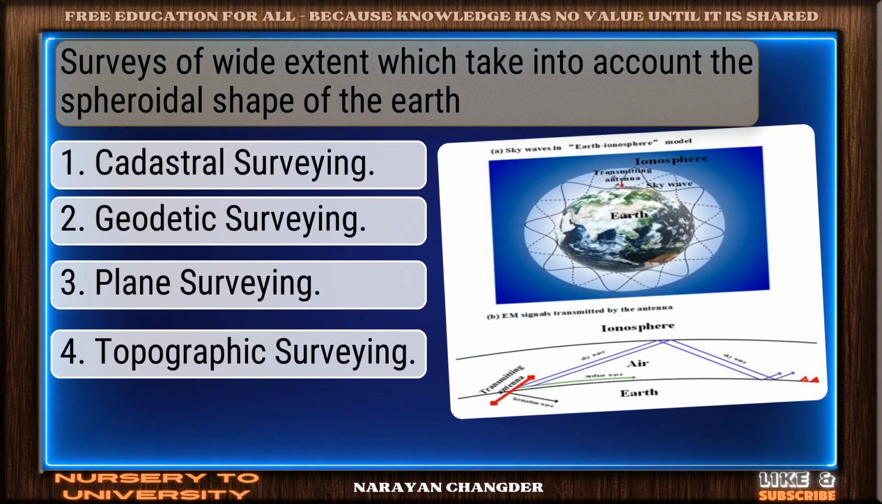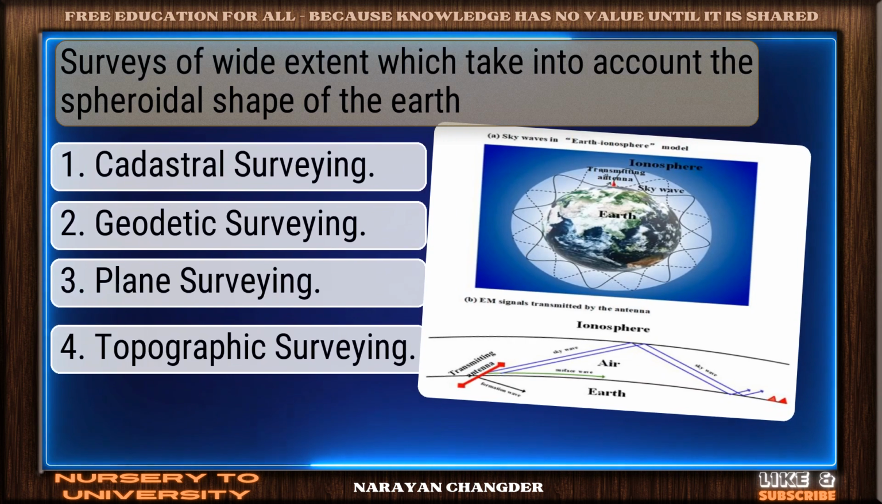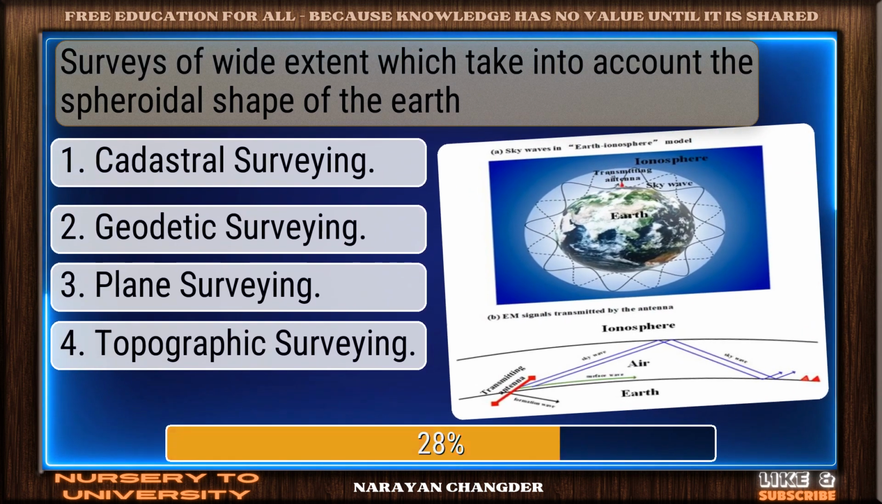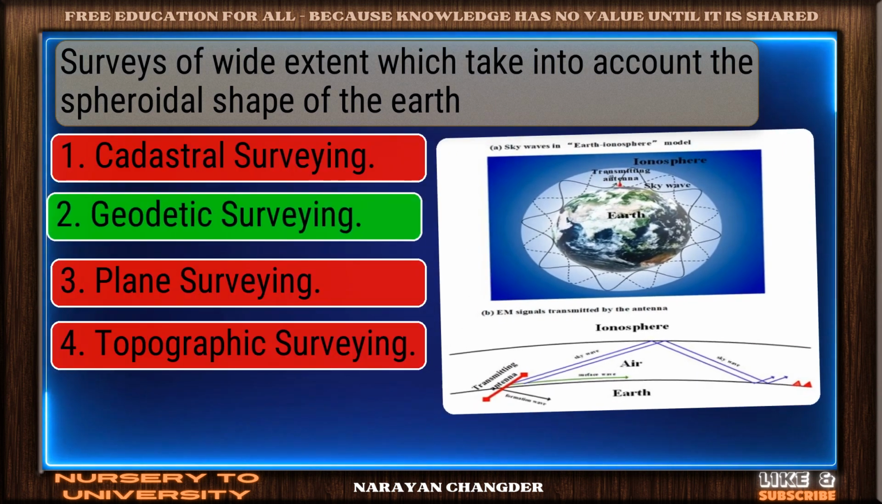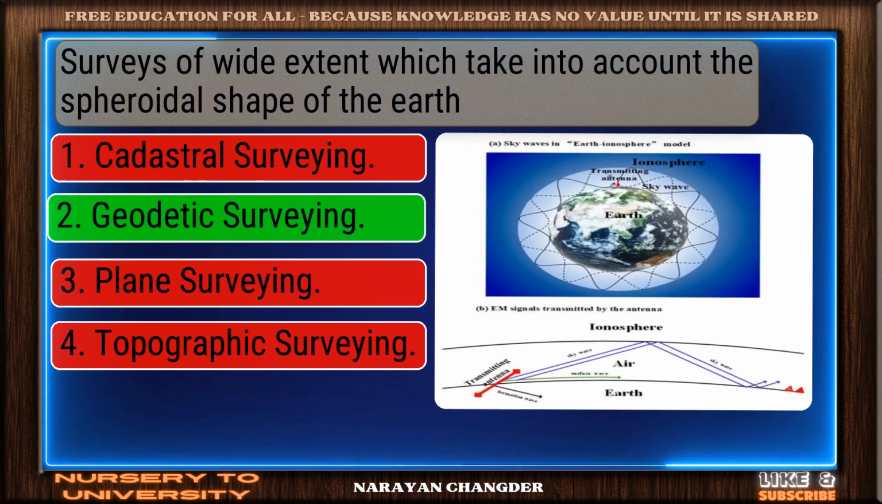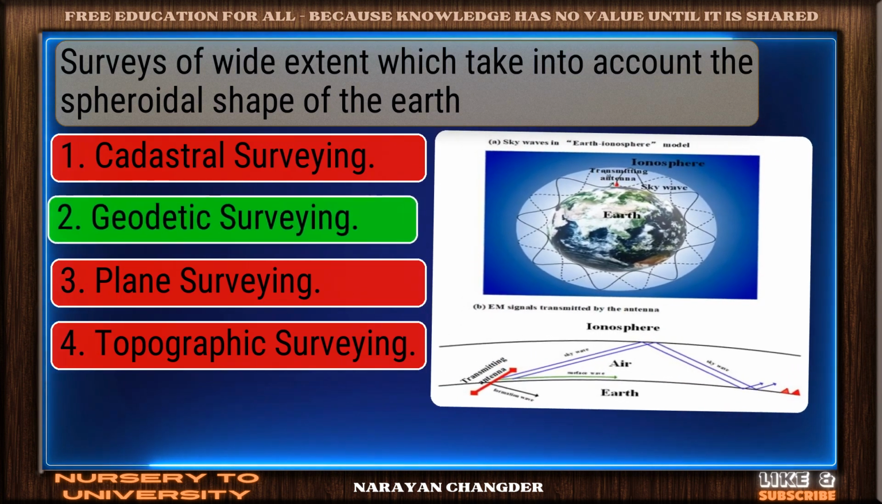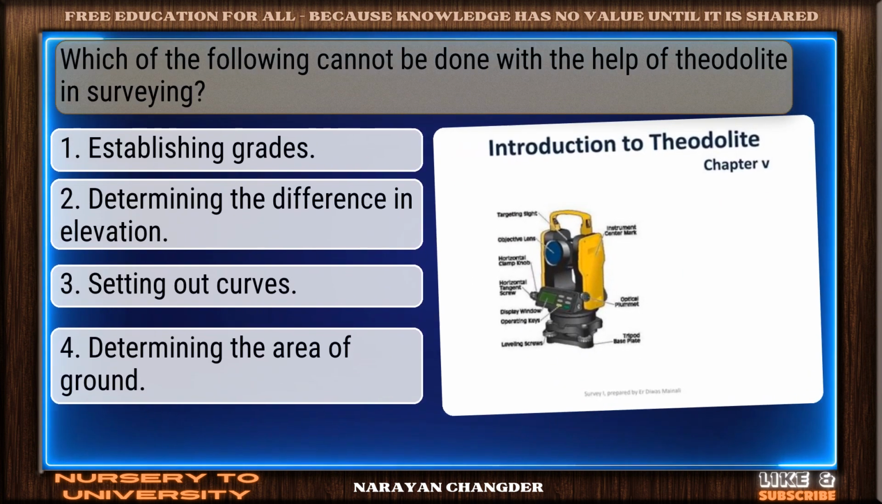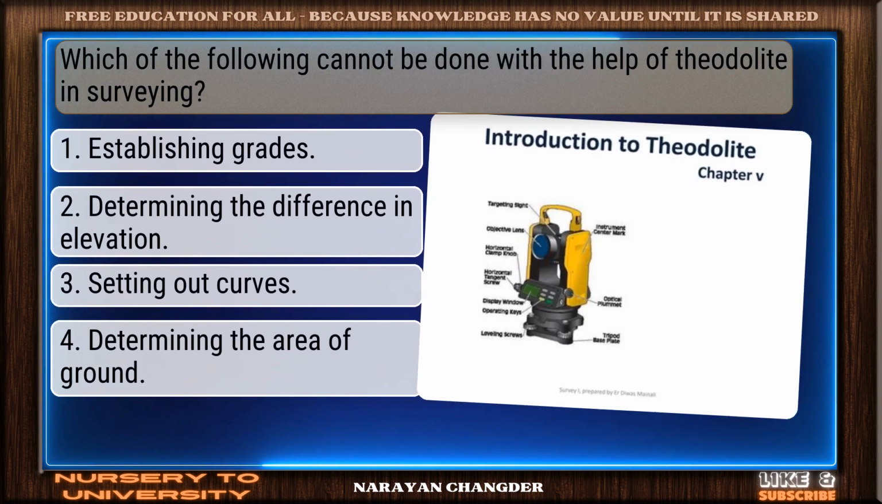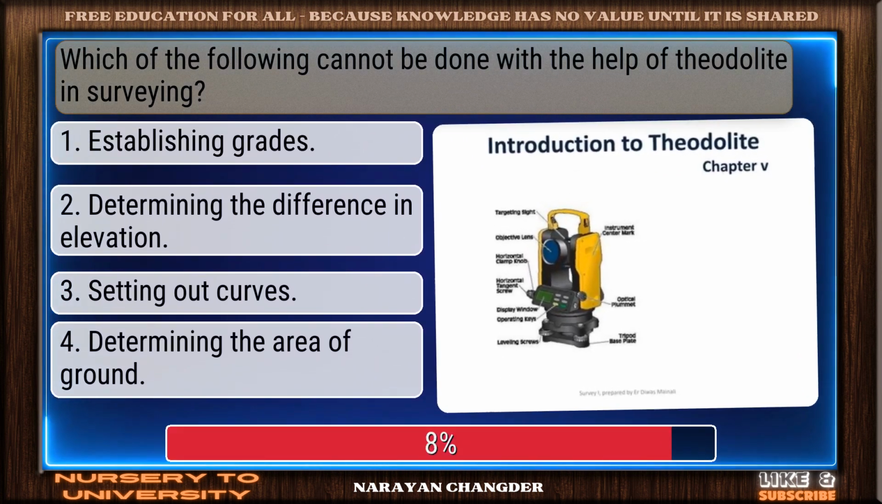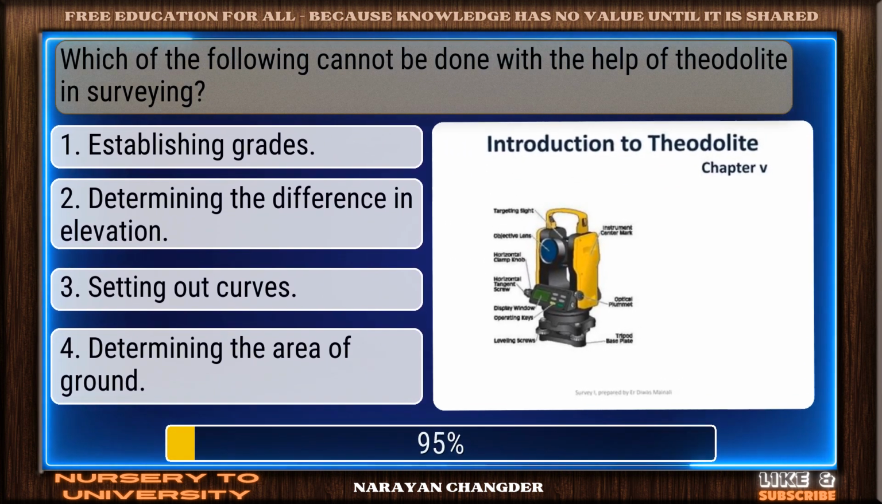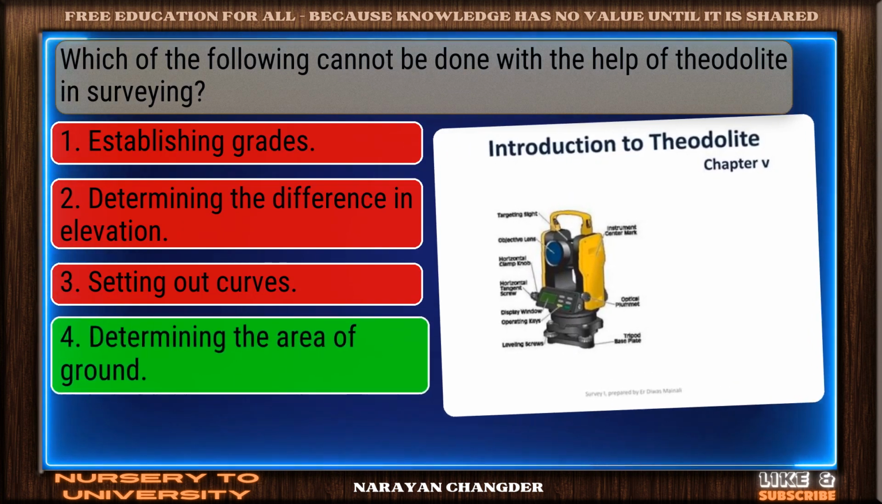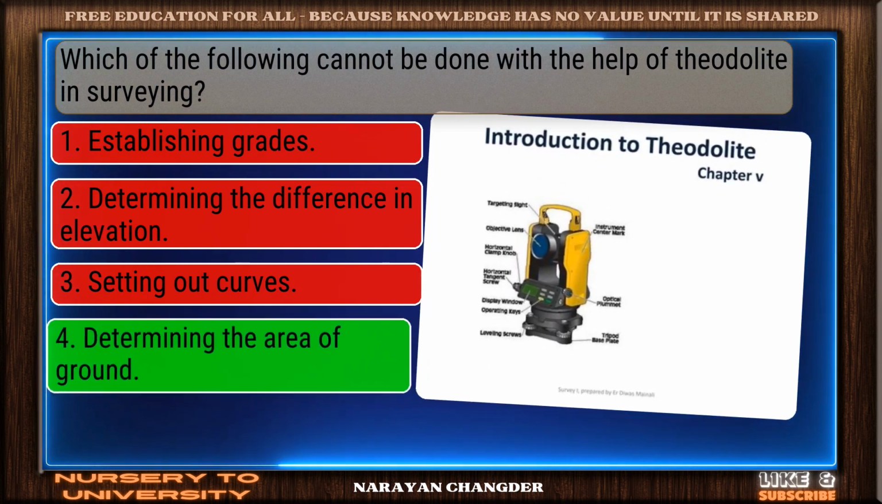Surveys of wide extent which take into account the spheroidal shape of the Earth. On track. Geodetic surveying is the correct answer. Which of the following cannot be done with the help of theodolite in surveying? You got it. Your choice, determining the area of ground, is right.